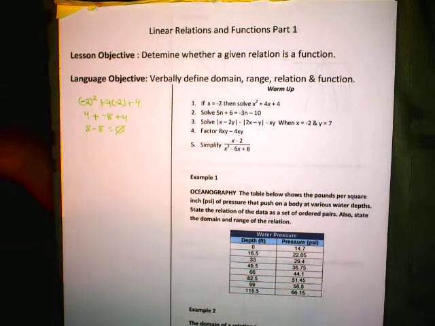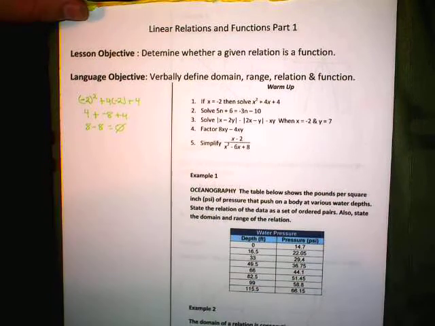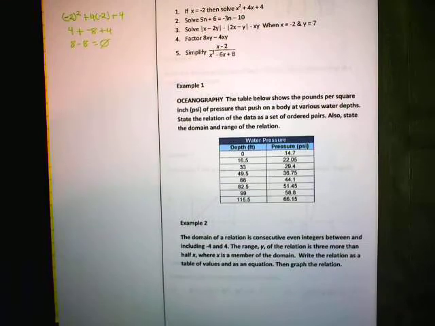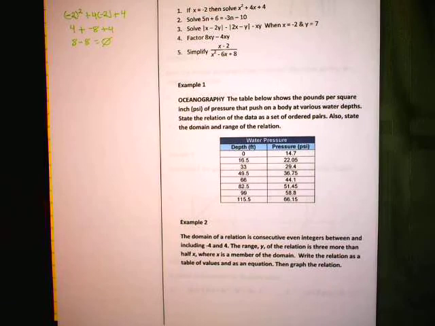Okay? So let's go ahead and jump into our first example here. The example you've got here matches, as far as content, the same examples that you have in your book. Different in wording, but the overall concept is the same. So this example is oceanography. The table below shows pounds per square inch of pressure that push on a body at various water depths. State the relation of the data as a set of ordered pairs. Also state the domain and range of the relation.